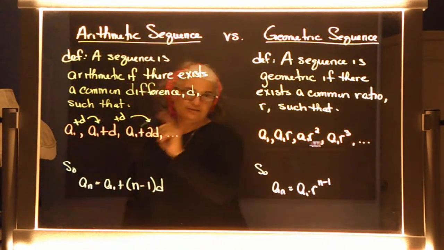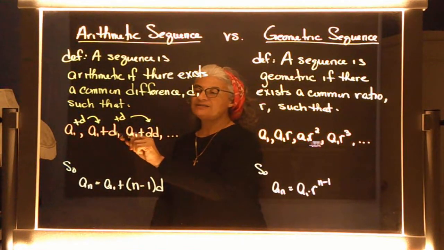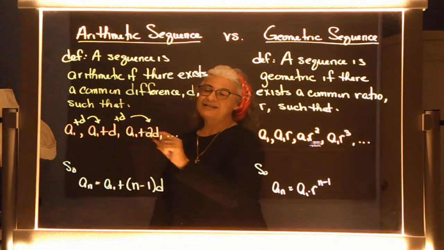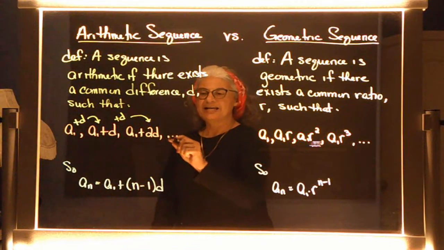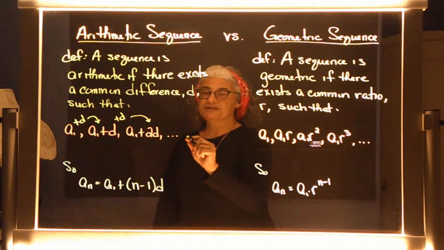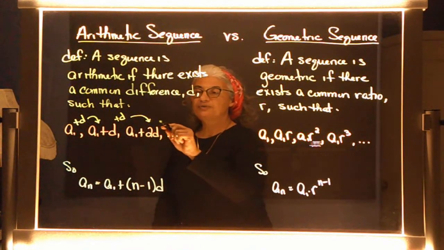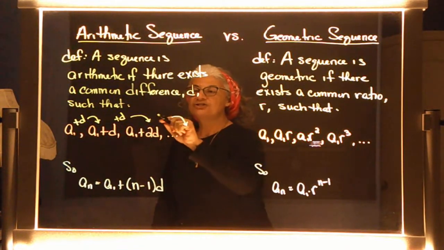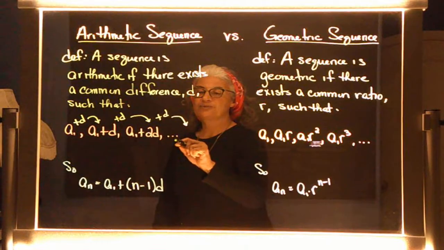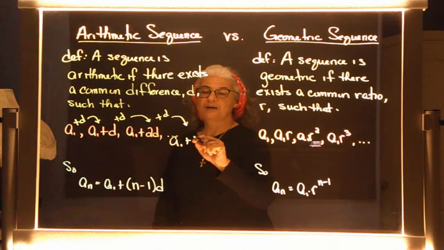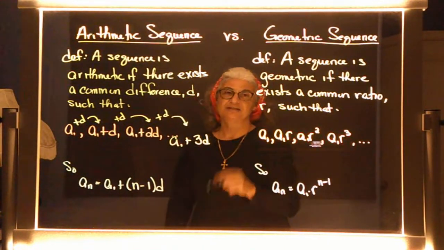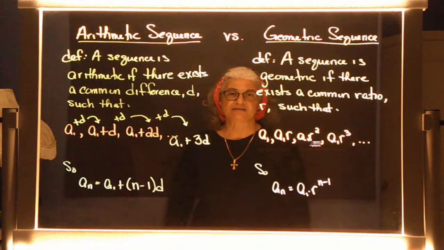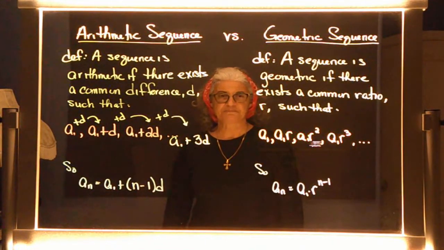And so let me ask you something. What's positive d plus d? Yeah, that's 2d, correct? And if I wanted the fourth term of the sequence, what do you think you would have to do to get the fourth term of the sequence? Sure, you'd have to add d again. So it would end up being the first term plus 3 times d, because by that point you've added 3 d's. Does that make sense?